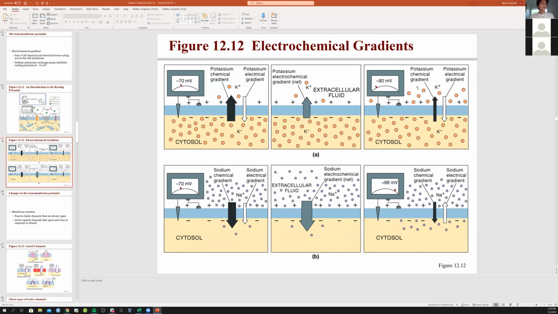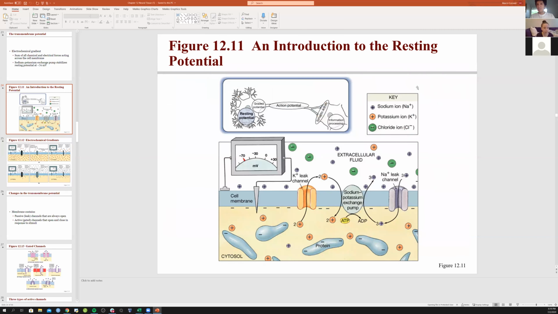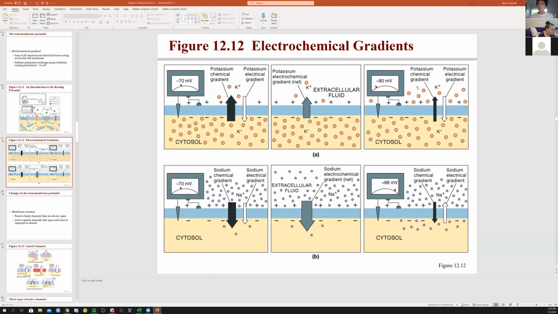But anyway, the sodium-potassium pump creates these gradients. The leak channels allow these ions to move until they reach a balance. The balance is called the resting membrane potential. At rest, the membrane potential of the neuron is -70.